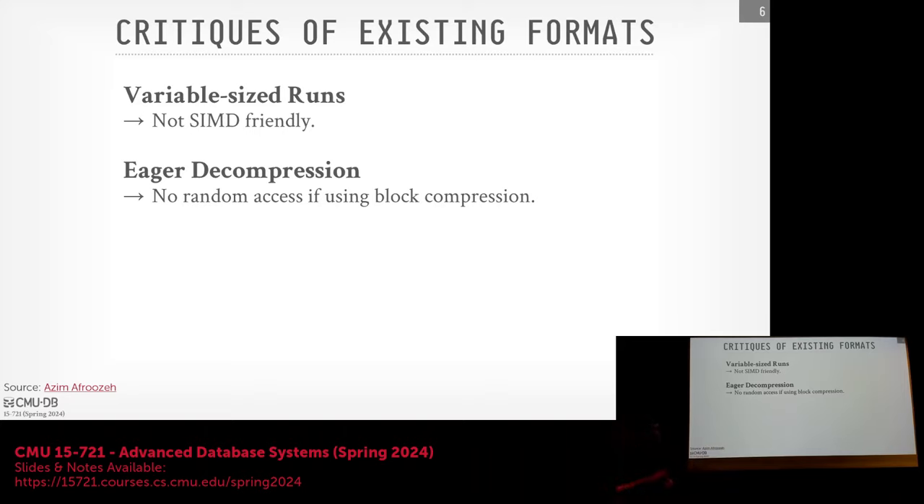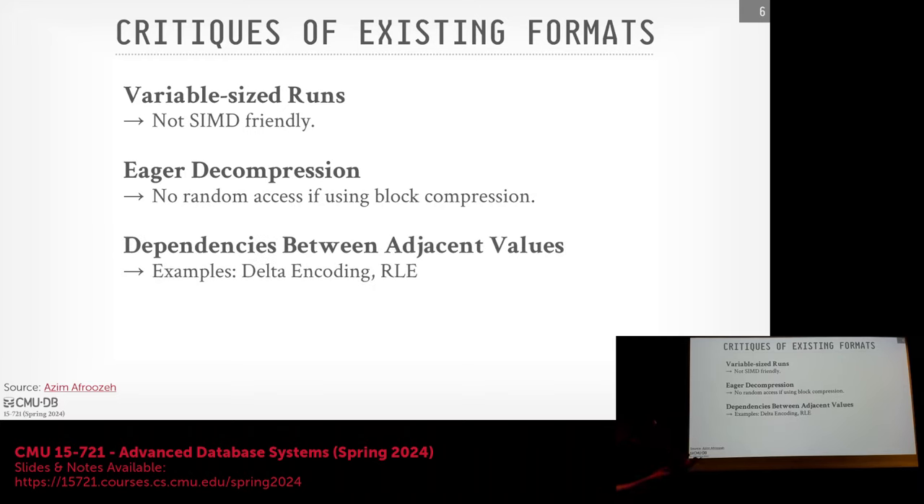The other problem is that in some encoding schemes, specifically delta encoding and run-length encoding, there will be dependencies between adjacent values in our column chunk, and that means we can't use SIMD, because there's no way to pass data from one element to another if they're in the same register. Delta encoding is just taking the difference between your neighbor, the preceding value in a column. So if you load that up in a SIMD register, you can't do that delta addition very easily.